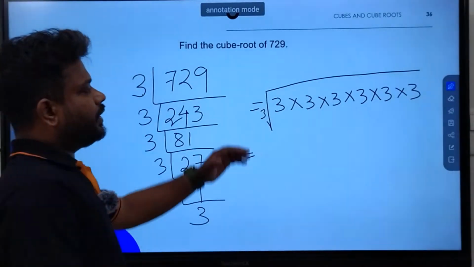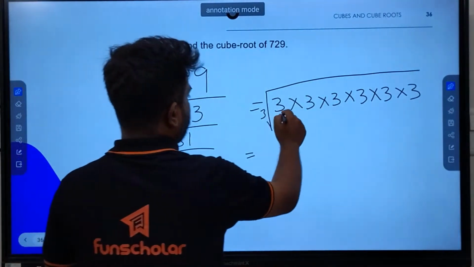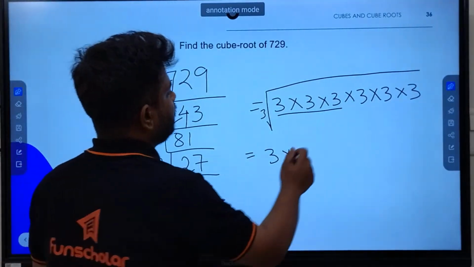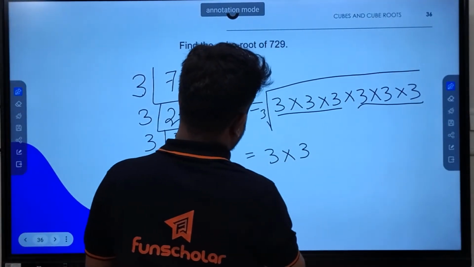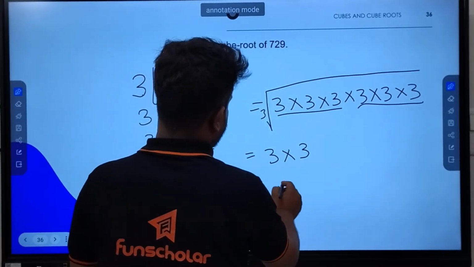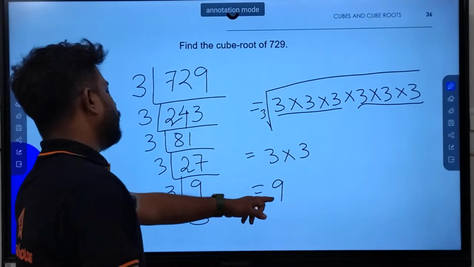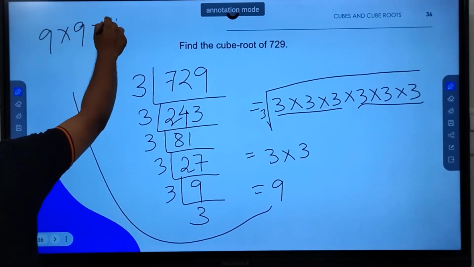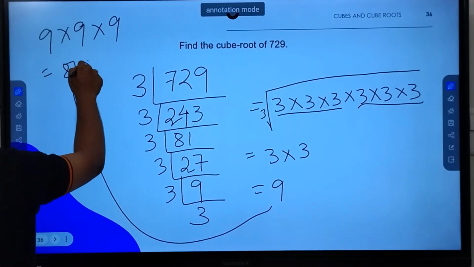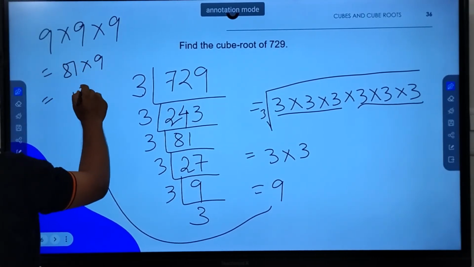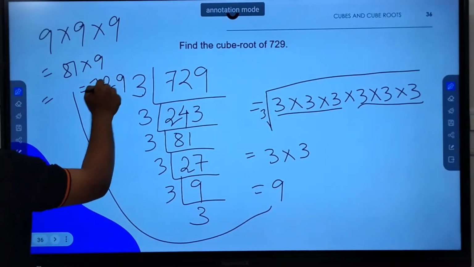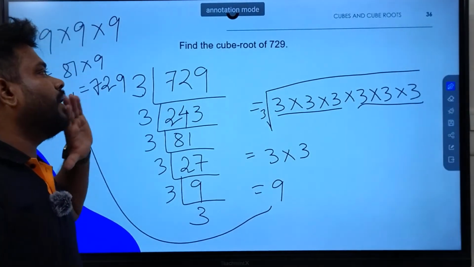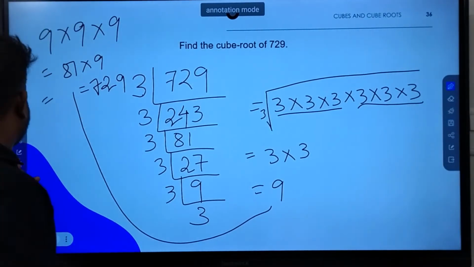And if we write it again, we will take one 3 from three 3's and again one 3 from three 3's. So it will be 9. And if you want to verify it in reverse, 9 into 9 into 9 will be 81 into 9, and 972. So this is the way we can find the cube root. Okay, let's go further.